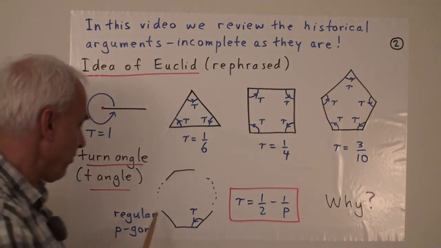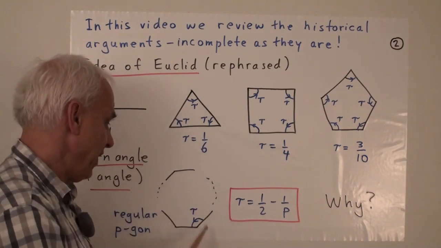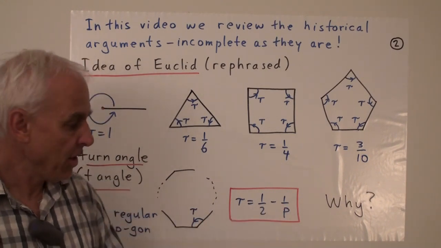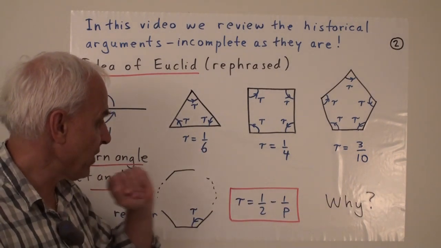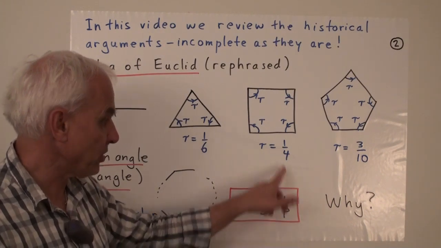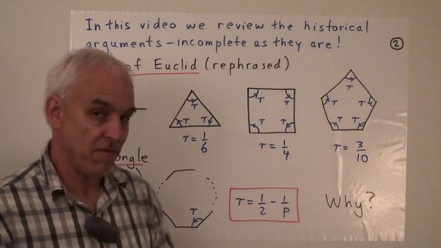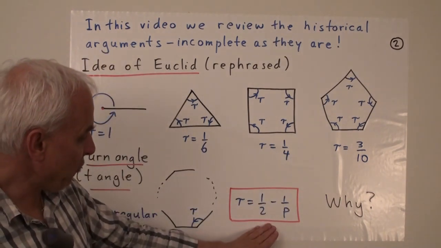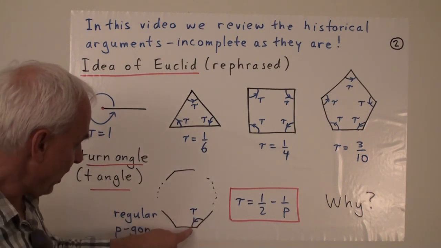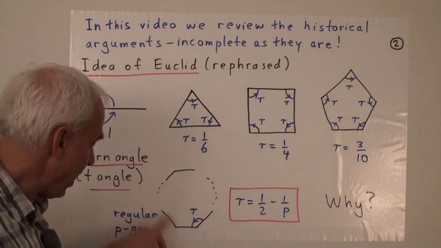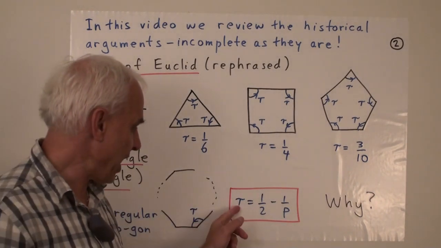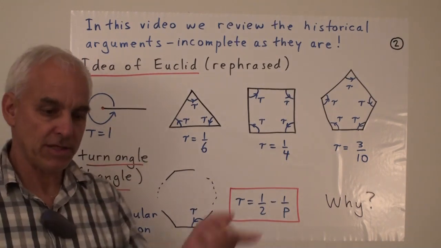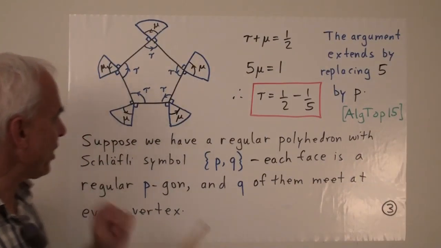The general formula is that if you have a regular p-gon, so p equals the number of sides, and a turn angle of tau at each vertex, then tau turns out to be 1/2 minus 1/p. So when p is 3, we get 1/2 minus 1/3, which is 1/6. When p is 4, we get 1/2 minus 1/4, which is 1/4. And when p is 5, we get 1/2 minus 1/5, which is the same as 5/10 minus 2/10, or 3/10. So this is really the basic formula that establishes what the turn angle is for a regular p-gon. The turn angle tau is 1/2 minus 1/p. And let me remark again that this is with the normalization that turn angles are normalized so that all the way around is 1.